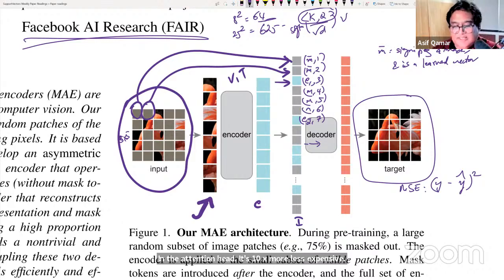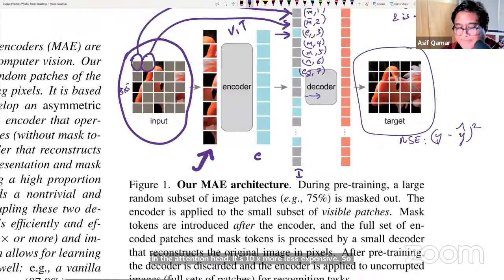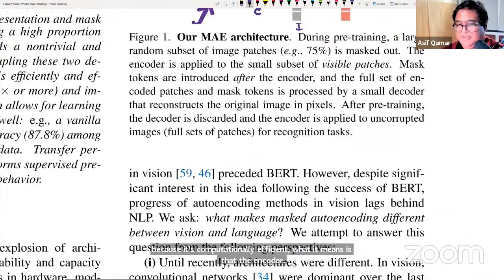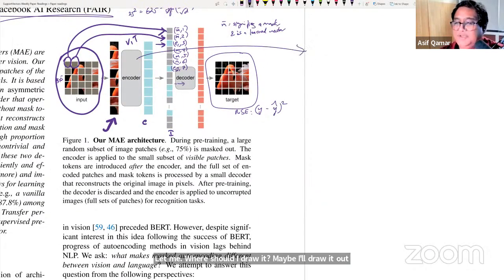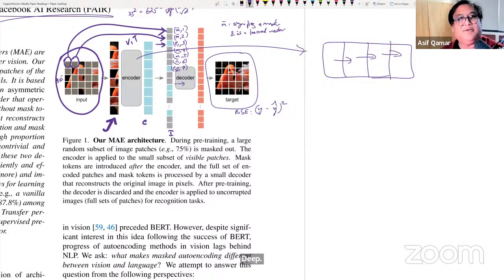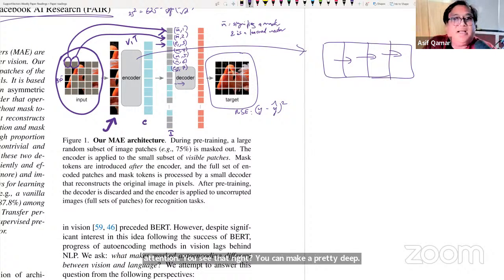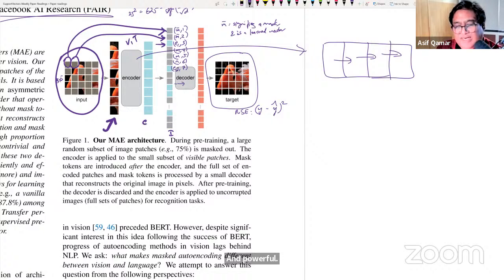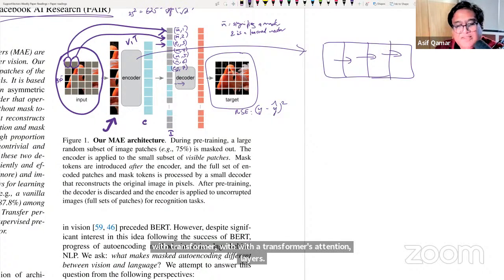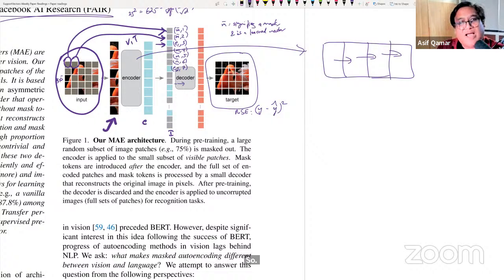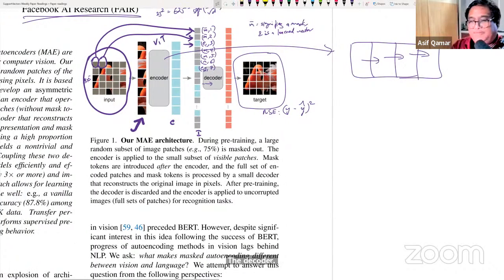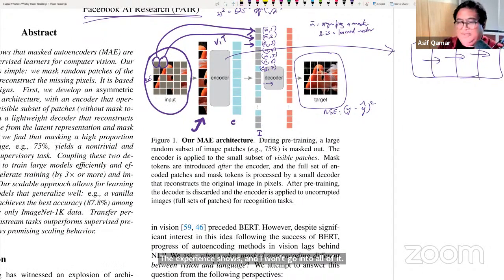Because it's computationally efficient, the encoder, let me draw it out here, you can actually make deep. Attention, attention, attention. You can make a pretty deep and powerful encoder with transformer layers, attention layers, and lots of feed forwards in between. So you have the luxury of using your parameters efficiently. On the other hand, the decoder, as experience shows, is pretty lightweight because it's not doing a lot of heavy lifting. It's just trying to fill in the blanks.